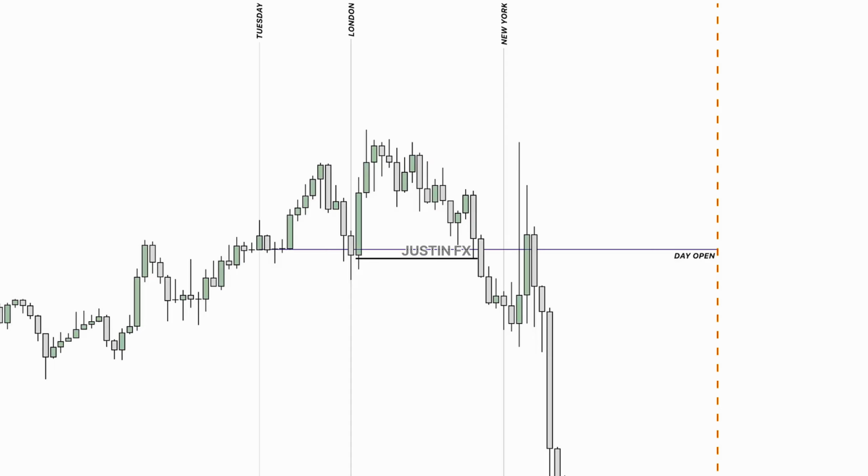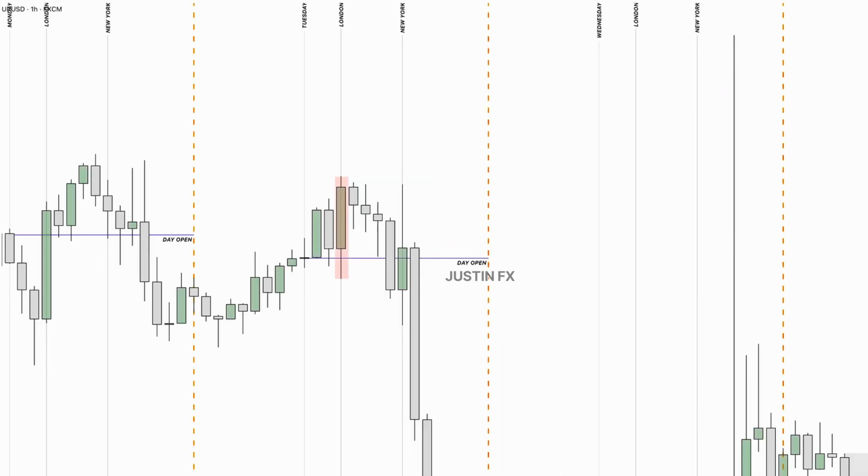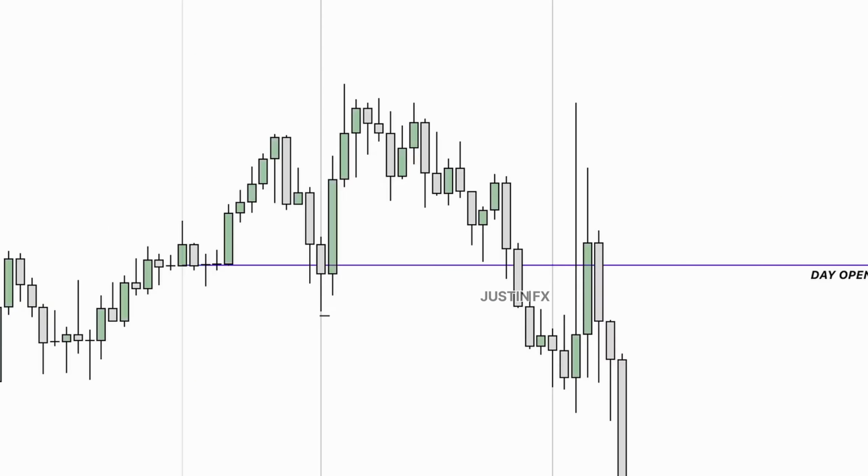Now, how did I know that price gave us a change in state of delivery? Well, price closed below the open of a series of green candles. I'm referring to the 15-minute time frame here. If you switch to the 1-hour time frame, it shows up as a single green candle where price also closed below its open, confirming the change in state of delivery. After that, we saw a market structure shift on the 15-minute chart, and price continued to expand lower.